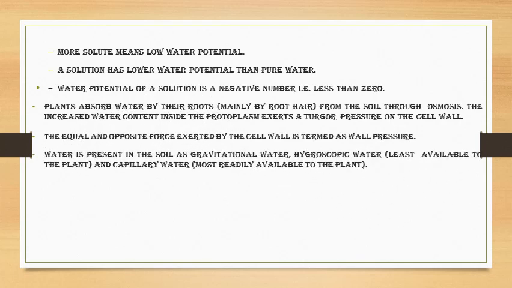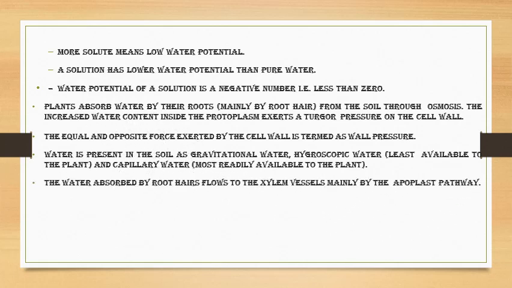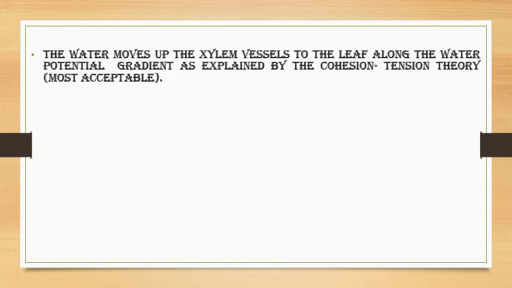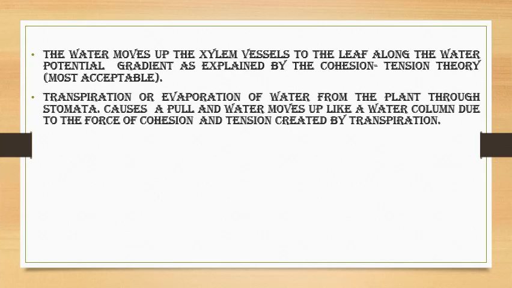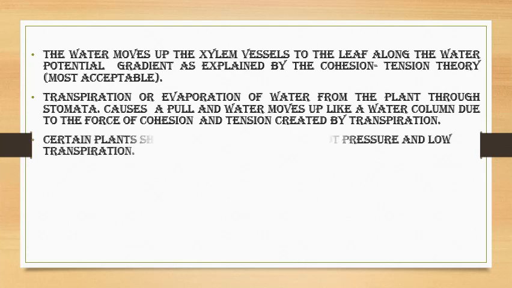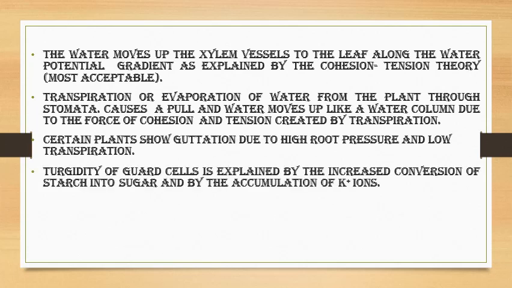Water is present in the soil as gravitational water, hygroscopic water, and capillary water. The water absorbed by root hairs flows to the xylem vessels mainly by the apoplast pathway. The water moves up xylem vessels to the leaf along the water potential gradient as explained by the cohesion tension theory. Transpiration, or evaporation of water from the plant through stomata, causes a pull and water moves up like a water column due to the force of cohesion and tension created by transpiration. Certain plants show guttation due to high root pressure and low transpiration.